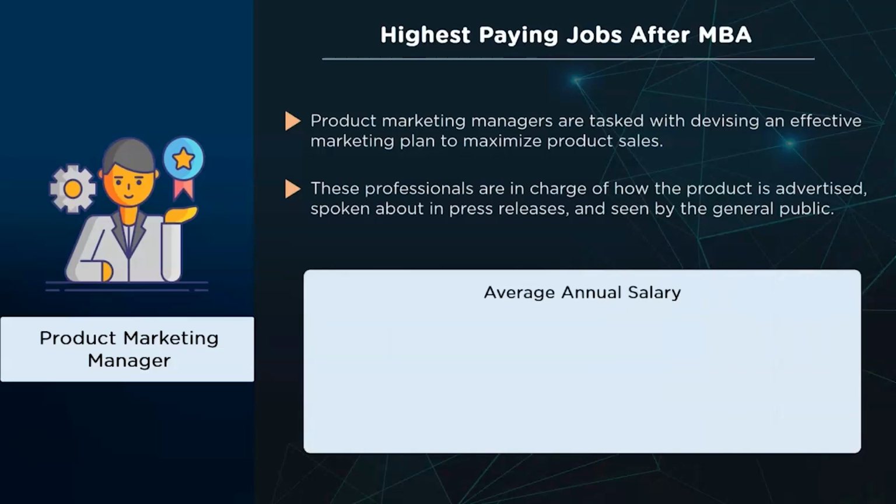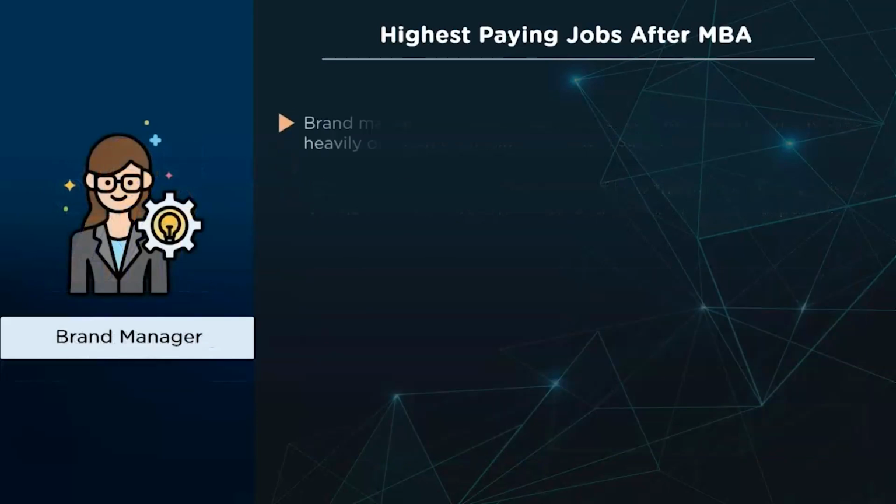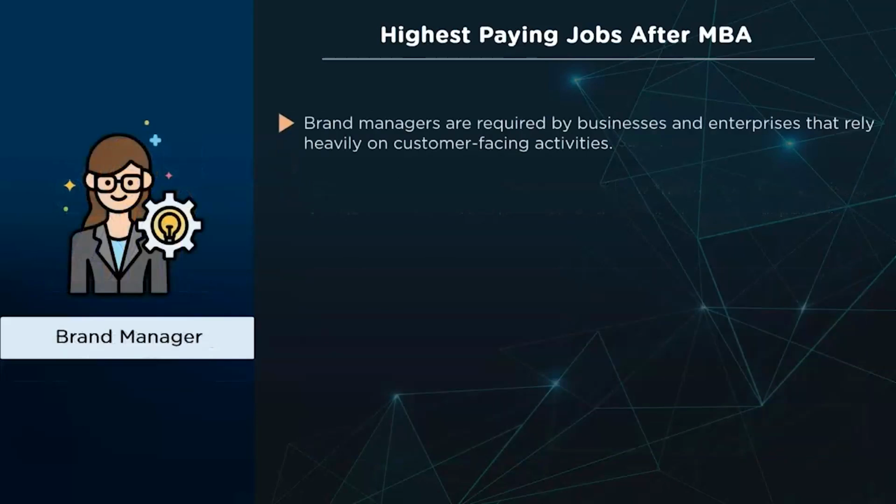The average annual salary for this job role in the USA lies around $104,000, whereas in India it is 12 lakh rupees per annum. Next, we have a brand manager. Brand managers are the caretakers of brands, ensuring that the products, services, and product lines associated with their brand resonate with current and potential customers.